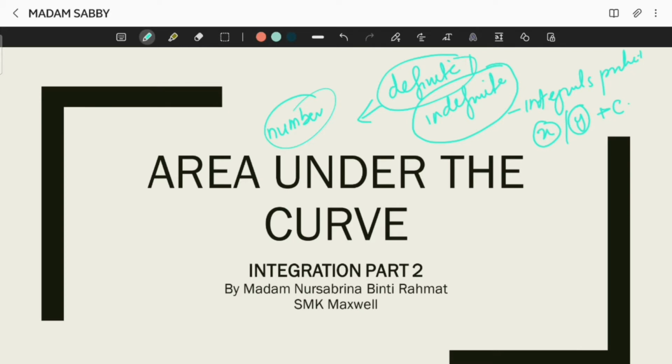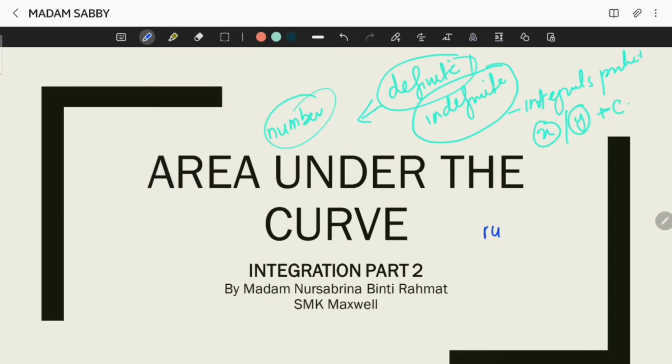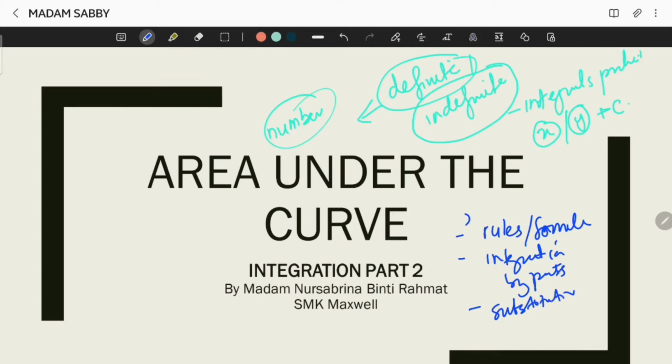There are different types of how you can do your integration. Either you use integration by formula or rules, then you can do integration by parts, as well as integration by substitution. So these are the three different methods on how you can integrate a function.